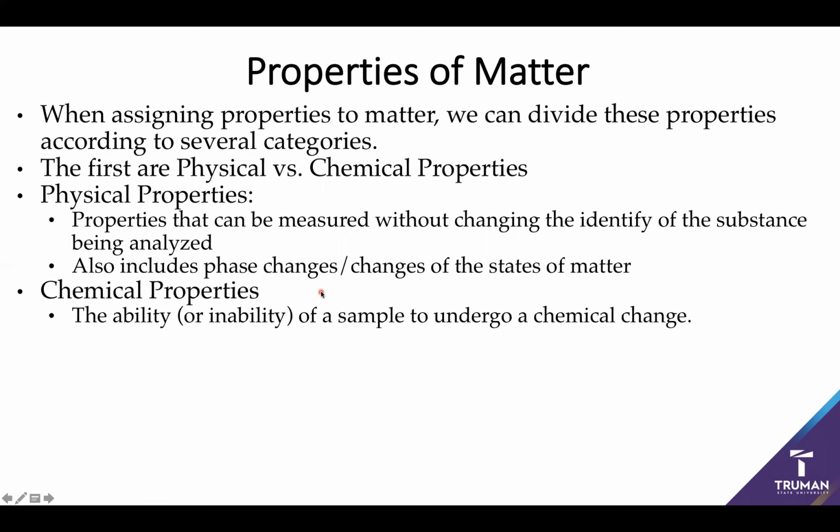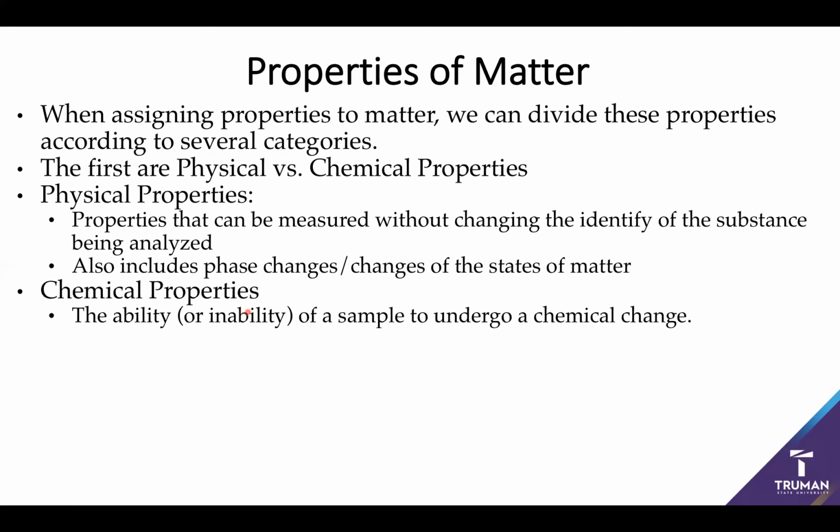The other major category is chemical properties. This regards the ability, or sometimes inability, of a sample to undergo a chemical change. One of the classic descriptors is flammable. A substance is considered flammable if I can ignite it, essentially cause it to combust under exposure to a heat source. This means that it can essentially undergo some form of combustion. It can react with oxygen and heat in order to decompose. So that is a classic good chemical property.